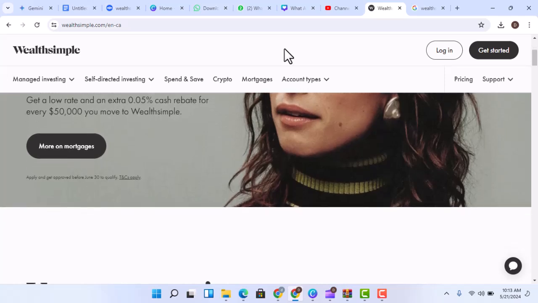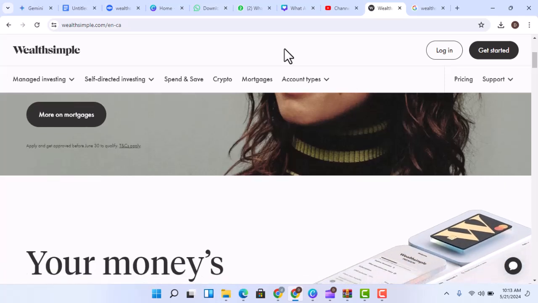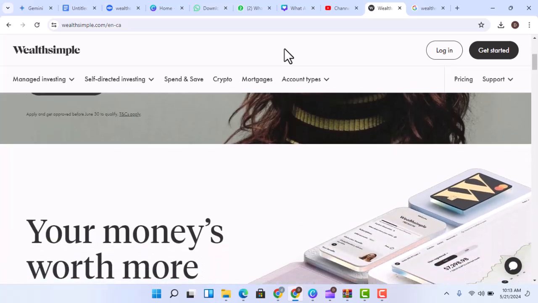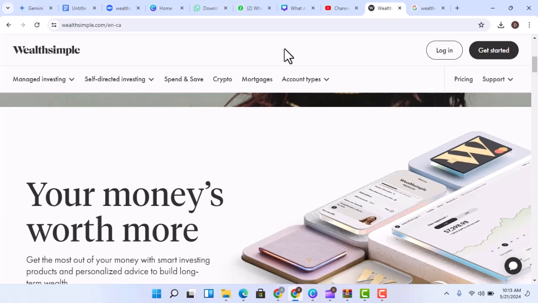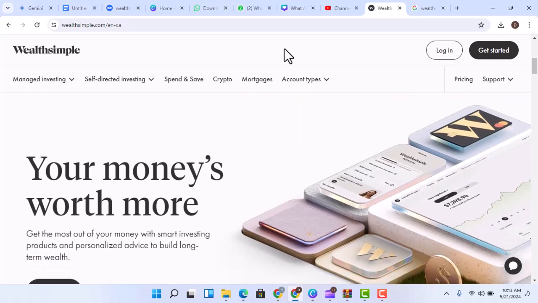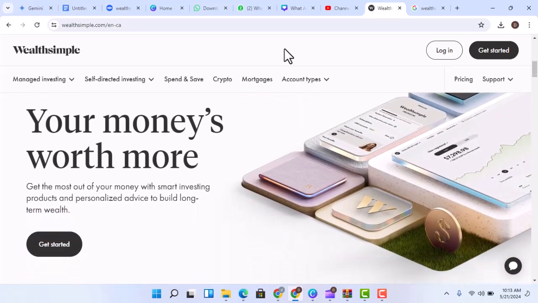Wealthsimple has gained immense popularity for its user-friendly interface and commission-free trading. But is it truly free? Let's break down the fees you might encounter.